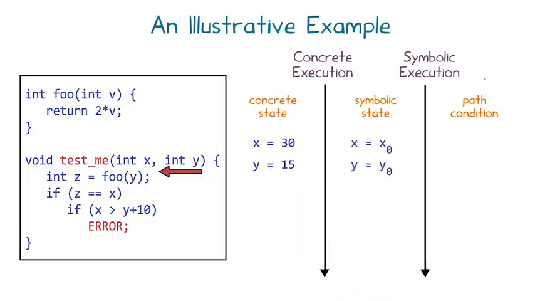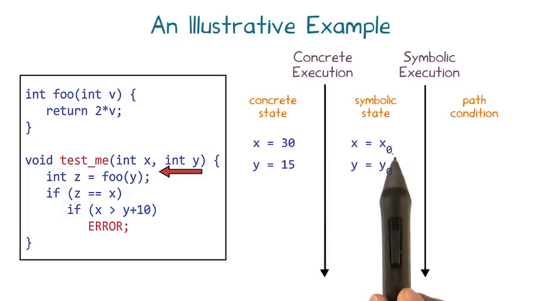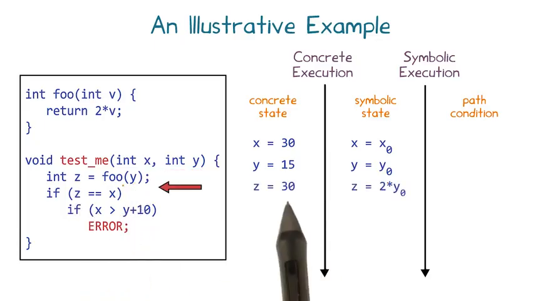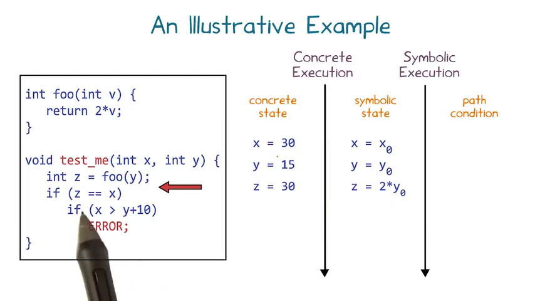The symbolic state again starts as x equals x0 and y equals y0. Z is assigned the concrete value 30, while its symbolic value is 2 times y0 as before. When we reach the branch condition z equals x, we see that it is true. So we add the symbolic constraint 2 times y0 equals x0 to the path condition.